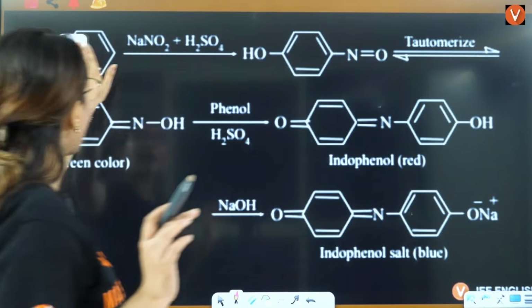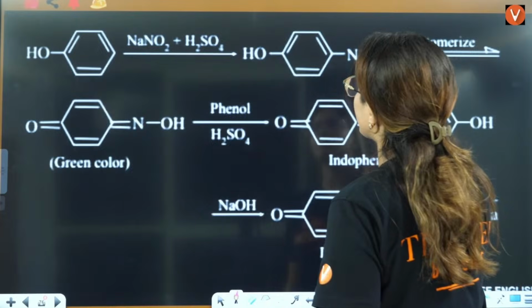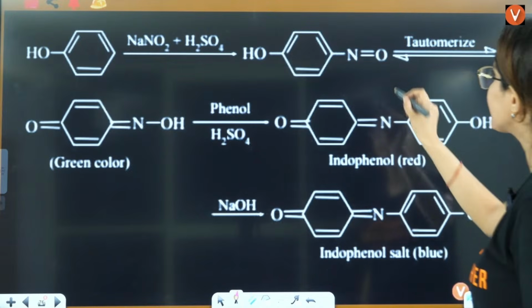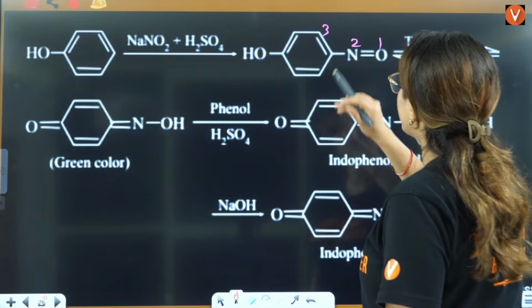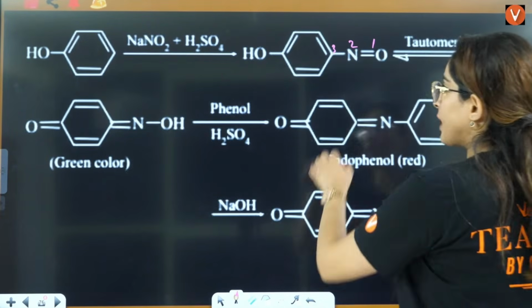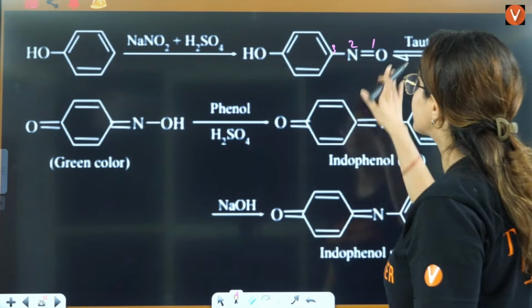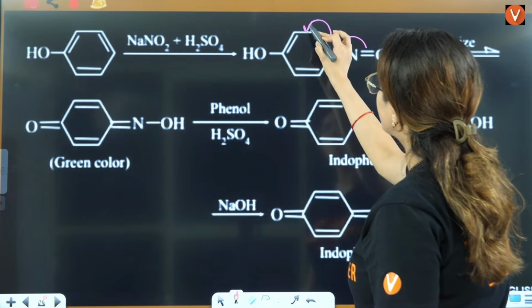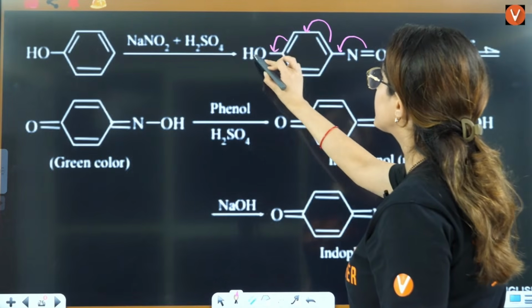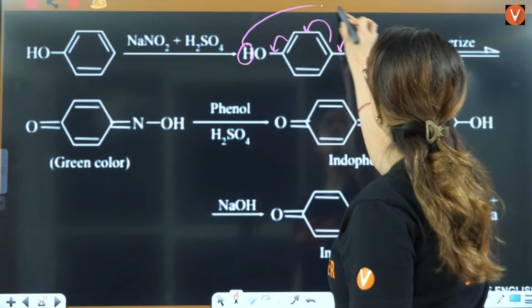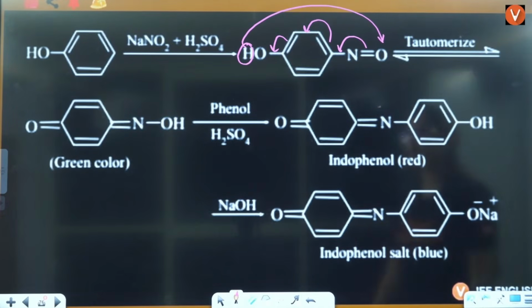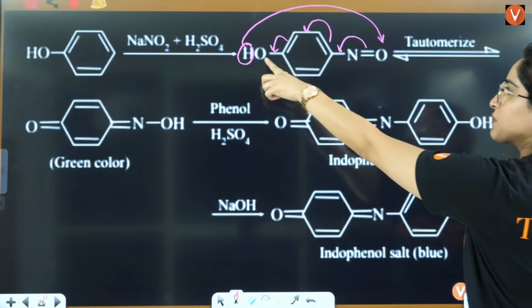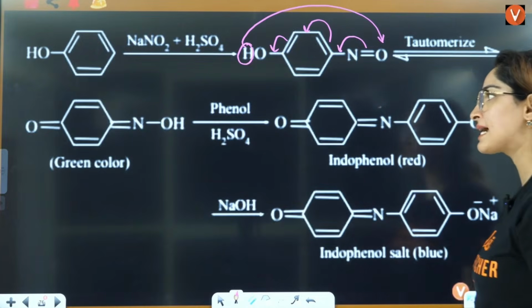So this is phenol. When you react it with NaNO2 plus H2SO4, you have the formation of this. The NO group is attached here. Then it is tautomerized. Let's say this is 1, 2, 3. So you will have a double bond here. Full tautomerism will take place. This bond will shift here, this bond will shift here, this bond will further shift here, and this hydrogen is going to shift here. This is the tautomerization that will be shown here. So you'll have OH, single bond, N double bond, single bond, double bond, single bond, and double bond O.